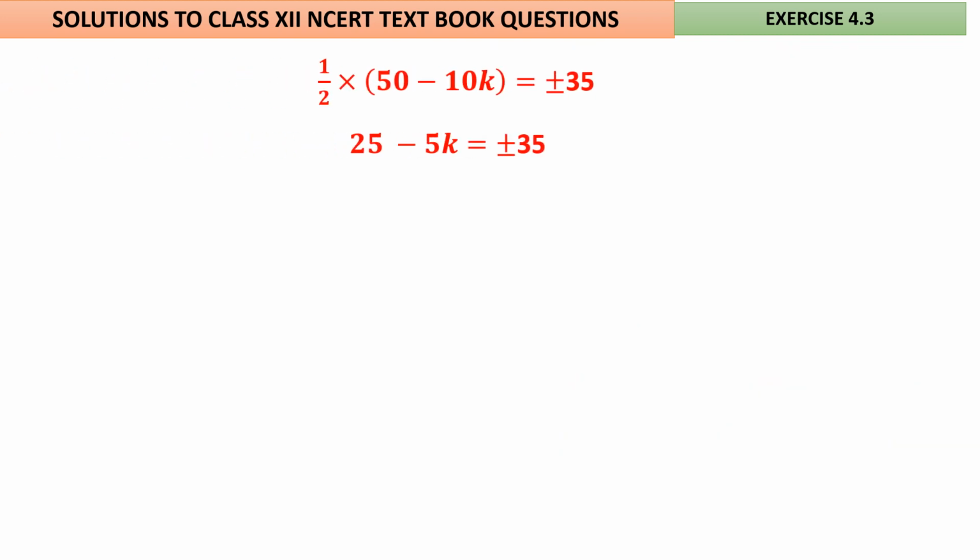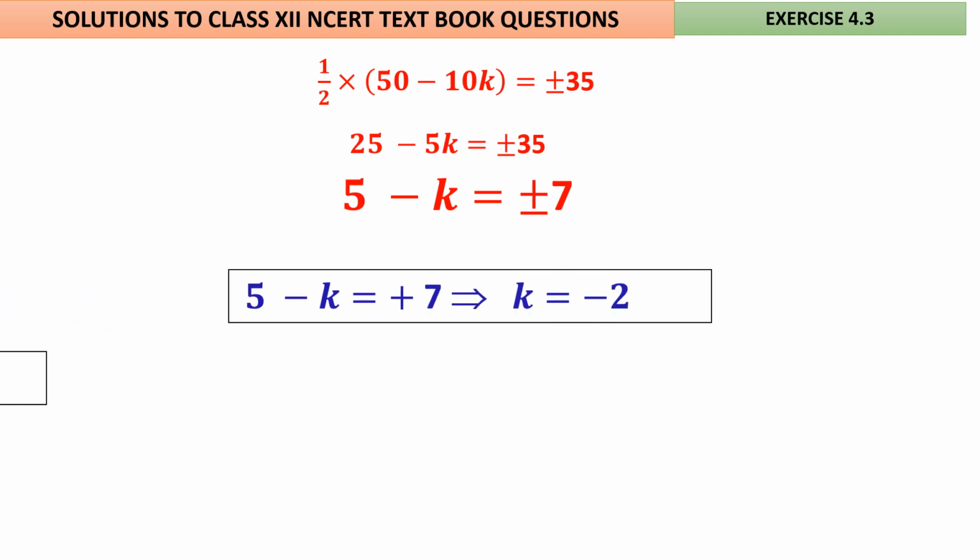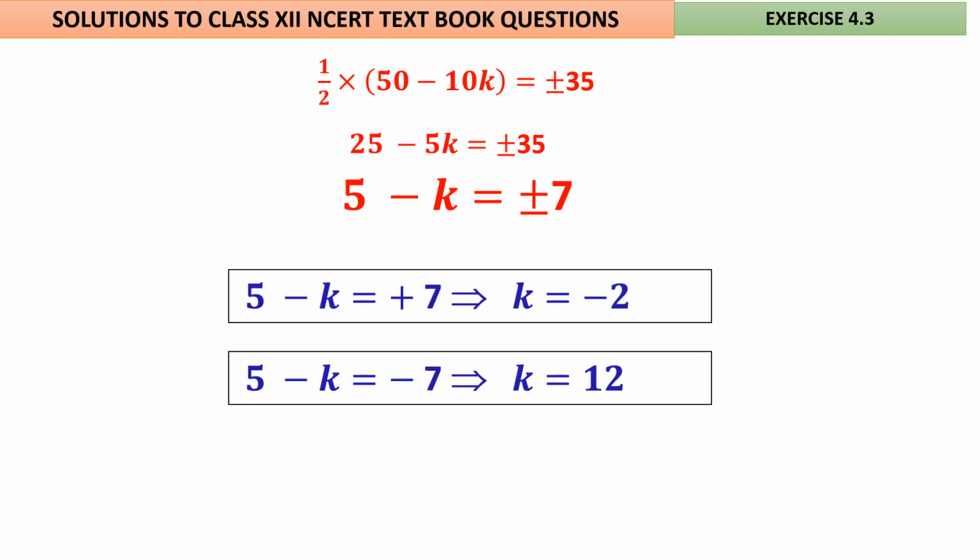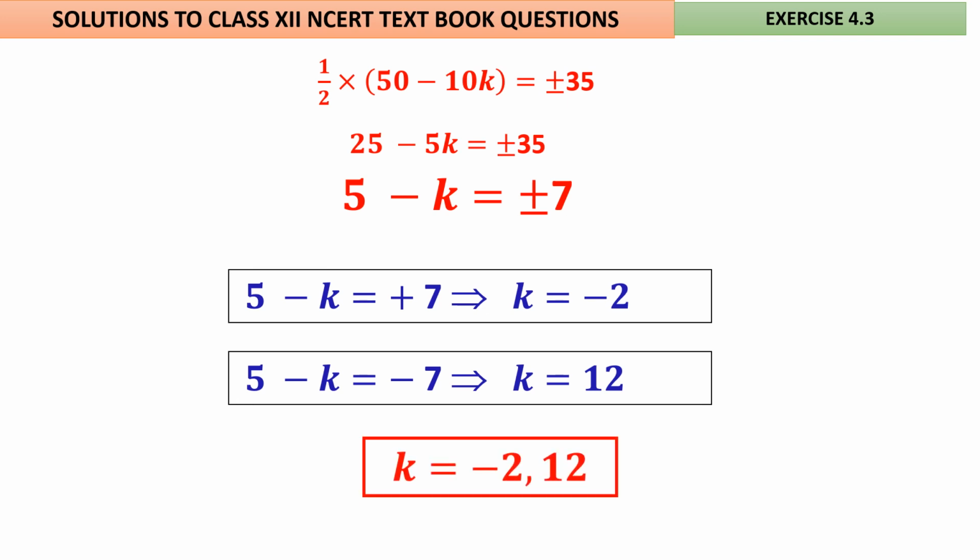Dividing by 2, therefore 25 minus 5k is equal to plus or minus 35. 5 minus k is equal to plus or minus 7. For the values of k, equating it to 7 gives minus 2. By equating it to minus 7 gives 12. So the values of k are minus 2 and 12.